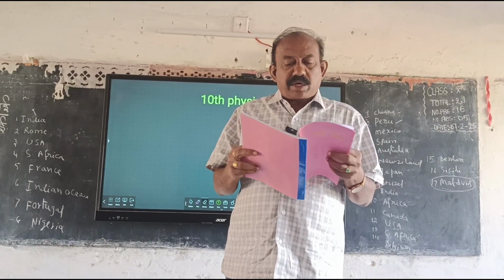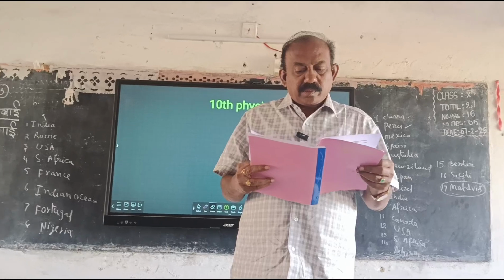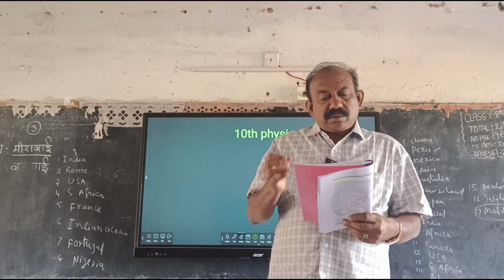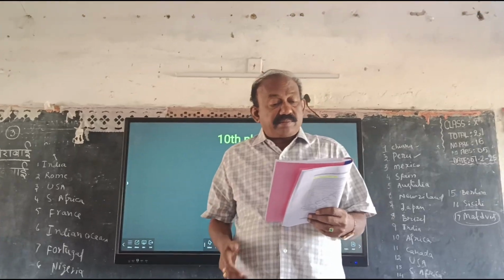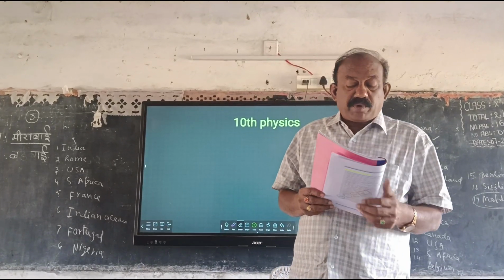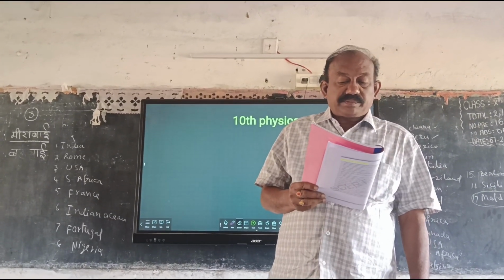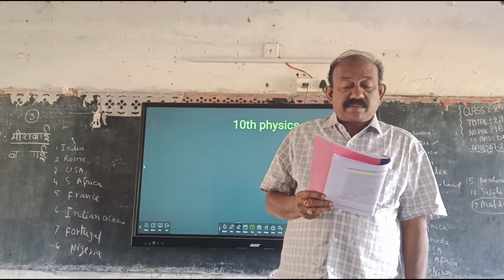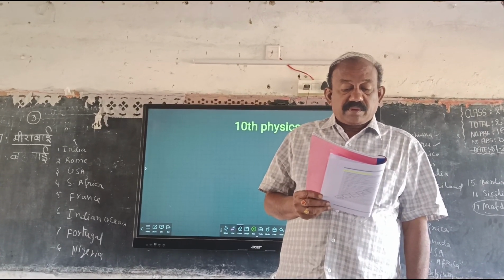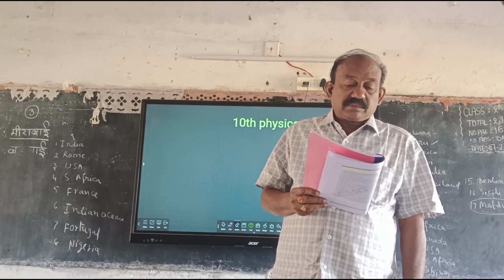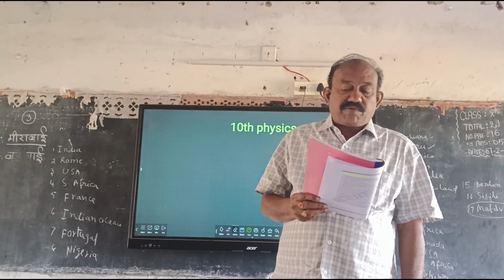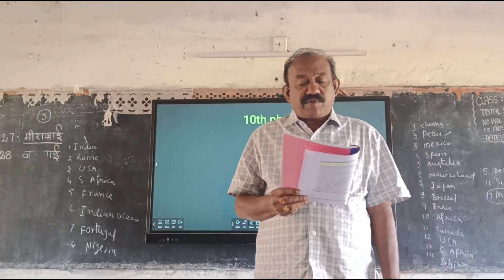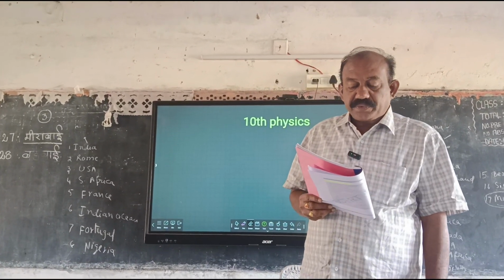Next one is 4 marks questions. Light, reflection and refraction. Here some important diagrams. When the object is placed in front of a biconvex lens: at infinity, beyond 2f1, at 2f1, between f1 and 2f1, at f1, between f1 and optical center.